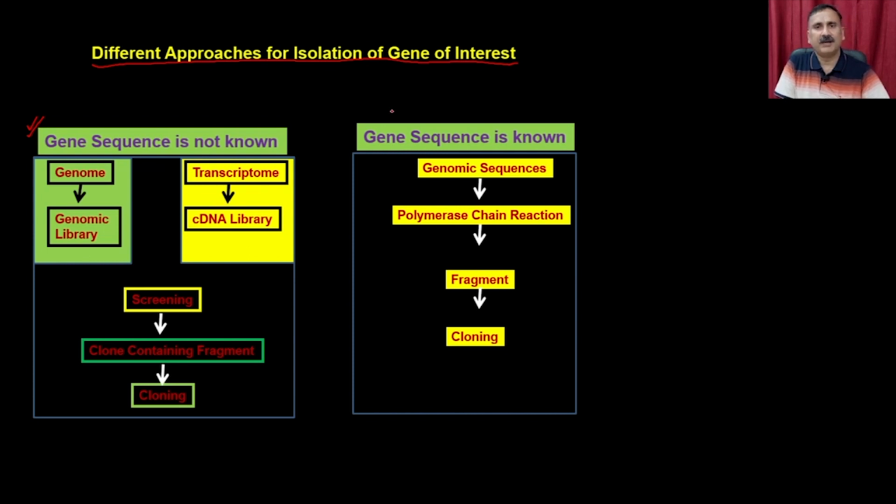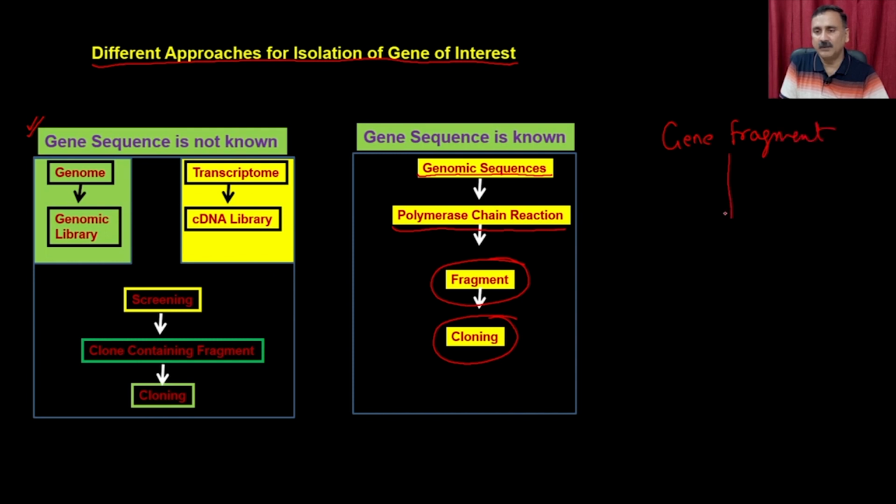And then in the post-genomic era, we are sequencing the genomes of the different organisms. The gene sequence is known. In those cases, you can utilize the genomic sequences, prepare the site-specific primers, and that's how you get the gene fragment which you are looking for, and that you can clone. So whether you use this approach or that approach, you are going to get the gene fragment, and this gene fragment has to be cloned into a suitable vector.